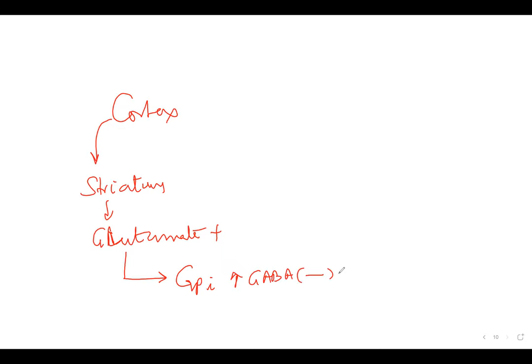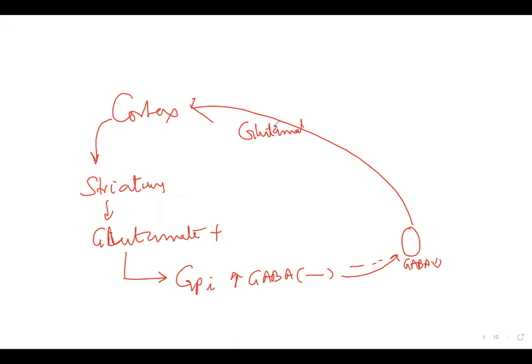So it goes and reduces its GABA activity here in the thalamus. GABA comes down because it is inhibitory. And then the excitation from the thalamus goes there, and again the neurotransmitter here is glutamate. Now what has happened?